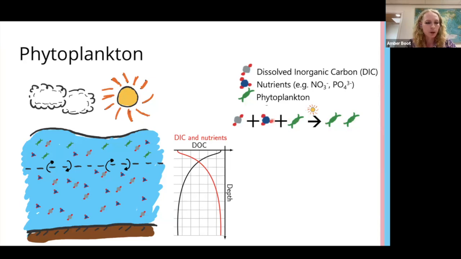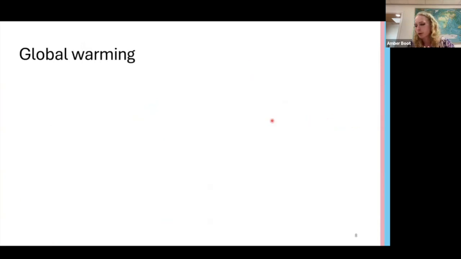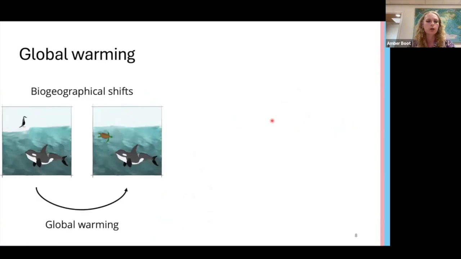So we will put this talk in the context of global warming, and there are several ways global warming can affect marine ecosystems. I decided to highlight two, just to give a few examples. The first one is biogeographical shifts. What we see here on the left is an ecosystem where we have some sea ice with a penguin on it, and we have a killer whale in the ocean. They're all just chilling out there.